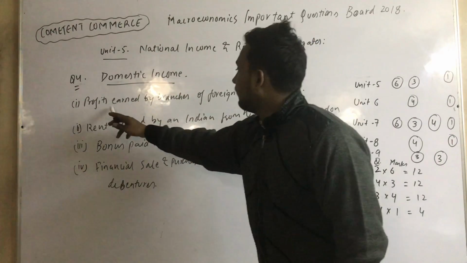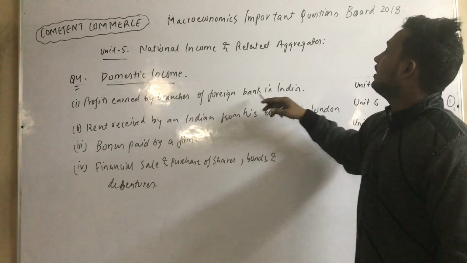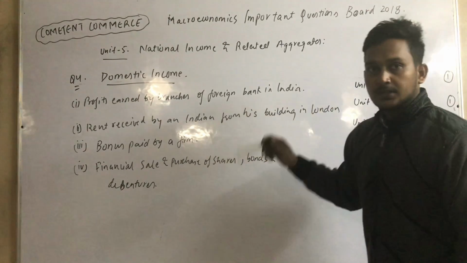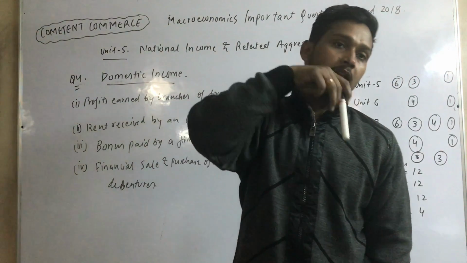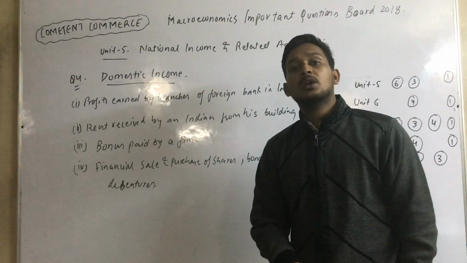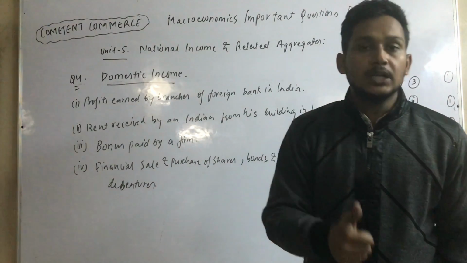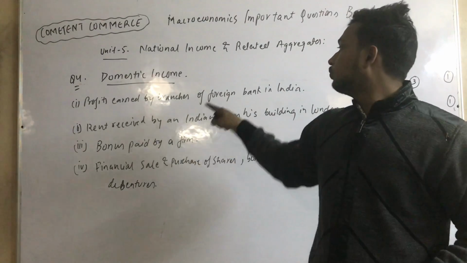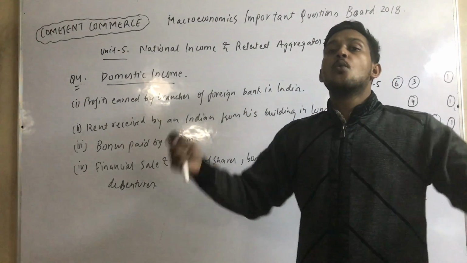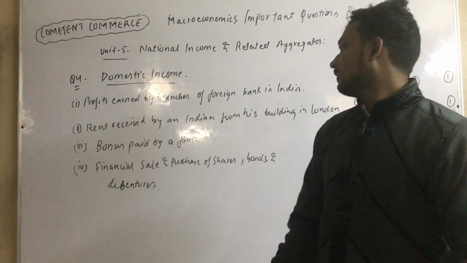First point, profits earned by branches of foreign banks in India. The foreign bank is located in India and the foreign bank is earning profits in India. Will it be included in domestic income? Yes, it will be included in domestic income. Why? Because this foreign bank is located within the domestic territory of the country.